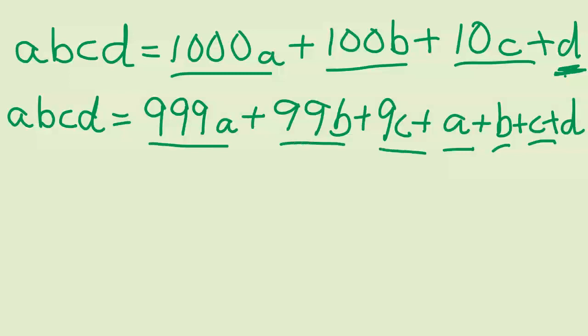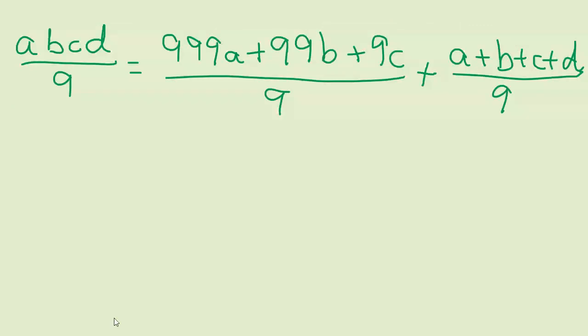So what we're now going to do is divide both sides by 9 so that we can consider what it takes for the original number ABCD to be divisible by 9. So what we really then have is the original number ABCD divisible by 9 or not if the right side is divisible by 9. But the way we've expressed it here, we've got 999A plus 99B plus 9C divided by 9 plus the sum of the digits divided by 9.